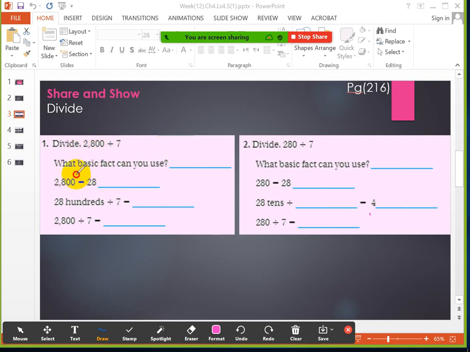The basic fact that I will use, in the same way as when we use it in multiplication. So I have to divide what? You know that you have to forget the zeros and divide only the numbers. So that means I will divide 28 by 7, right? I will take only the 28. Okay, I will write it for you again. I will divide 28 by 7. This is the basic fact.